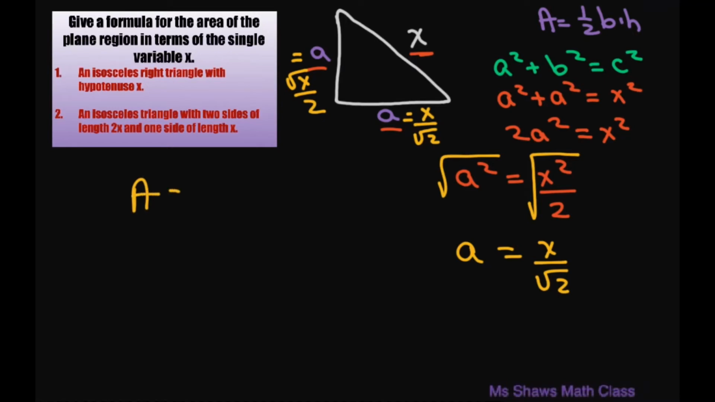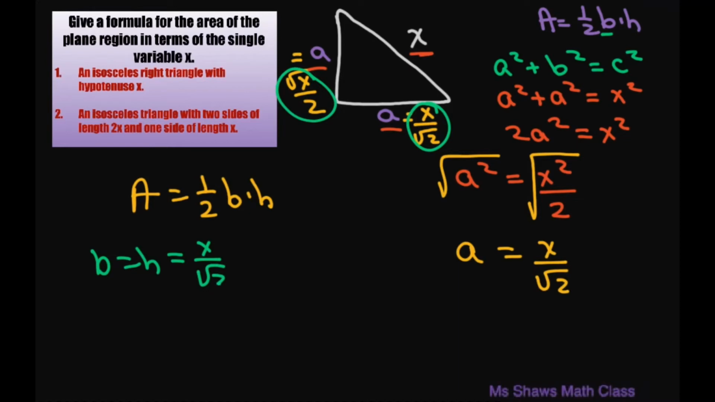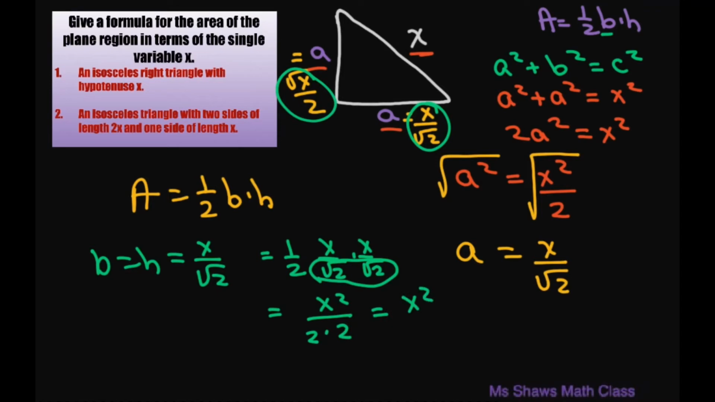Now we can use our area equals 1/2 base times height. So this is your base, this is your height. Your base equals your height, which equals x divided by square root of 2. Substituting it in, we're going to get 1/2 times x over square root of 2 times x over square root of 2. This is going to be x squared divided by 2 times 2, because the square root of 2 squared equals 2, so this is going to equal x squared divided by 4. And that is your area in terms of the single variable x.